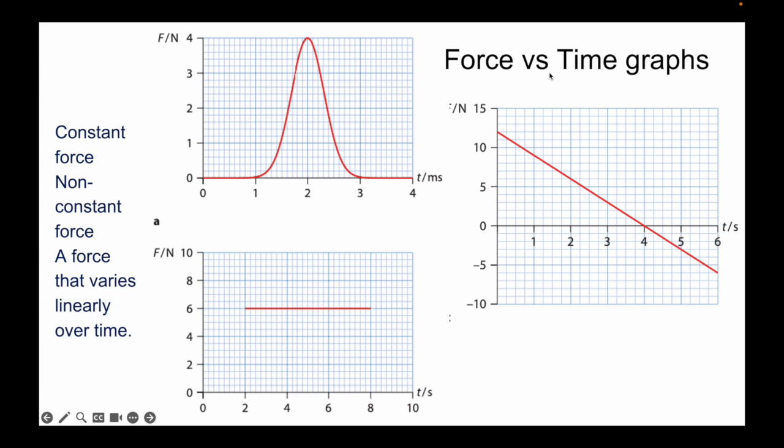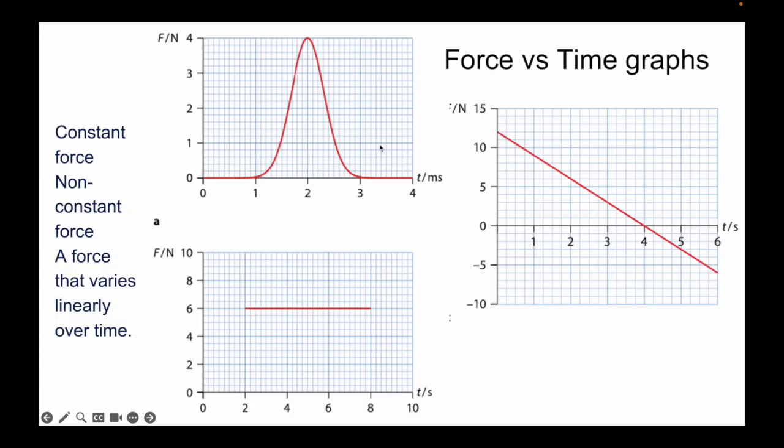Now let's look at force and time graphs. Each of these graphs has force on the y-axis in newtons, and time on the x-axis. This is kind of a strange one, as we have the x-axis here in the middle. A constant force, a non-constant force, and a force that varies linearly over time. Which one is which?